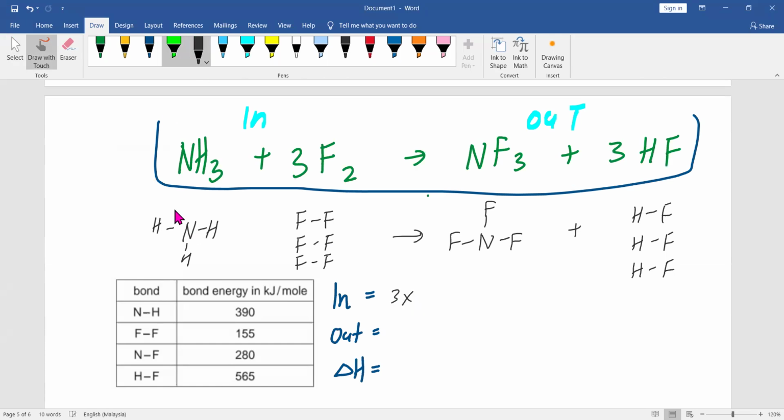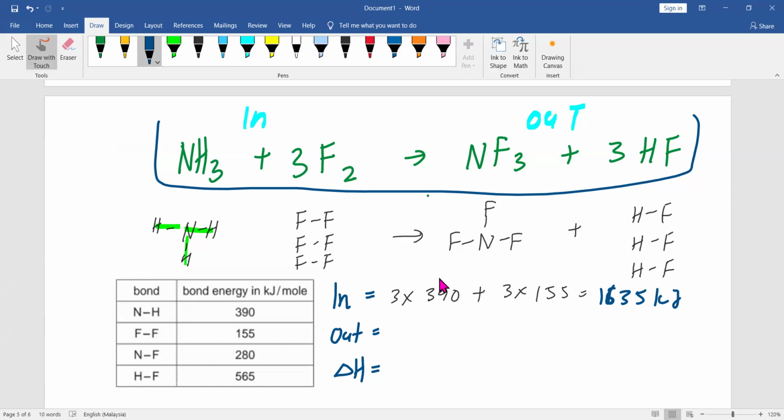So here you can see, 1, 2, 3. Correct or not? So 3 times 390 plus 3 times 155. How much do you get? 1635. Correct? I'm trusting your calculation. Your pressing the calculator also pressed wrong. I have no words to say, okay?